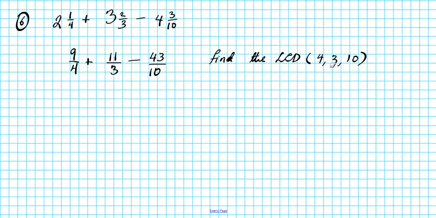We have only one prime number here, but the rest are composites, so we need to use our LCD chart. So break down 4 into a product of primes. 4 is 2 times 2. 3 is just a prime number, so we just leave it alone. 10 is a composite, which can be broken down into 5 times 2. So can we find the LCD now? Yes, let's go ahead and use our LCD chart.